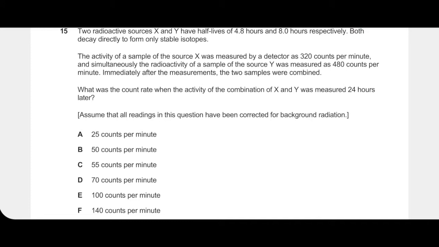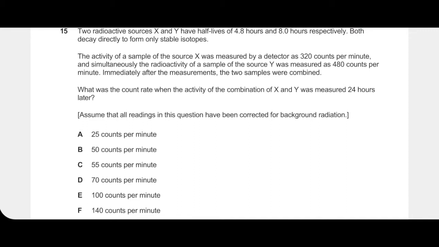Question number 15. 2 radioactive sources X and Y have half-lives of 4.8 hours and 8 hours respectively. Both decay directly to form 2 stable isotopes. The activity of a sample of the source X was measured by a detector to have 320 counts per minute, and simultaneously the radioactivity of sample of the source Y was measured to have 480 counts per minute. Immediately after the measurements, the 2 samples were combined. What was the count rate when the activity of the combination of X and Y was measured 48 hours later? Assume that all readings in this question have been corrected for background radiation.